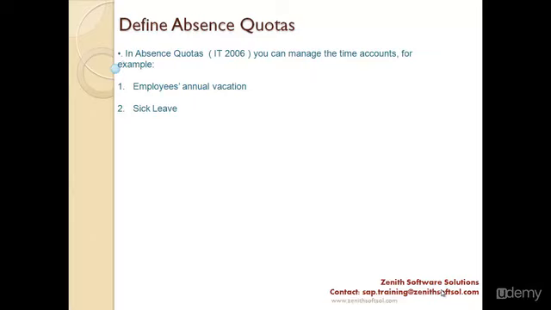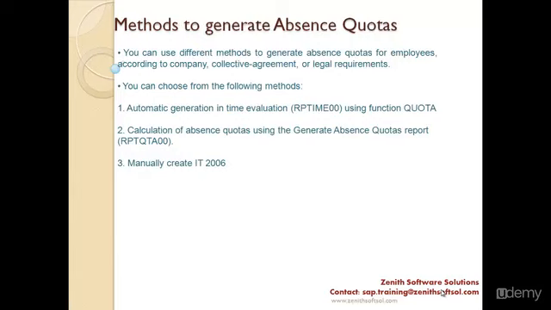In absence quotas, which is infotype 2006, you can manage time accounts, for example, employees' annual vacation or sick leave. If you are an employee of a company, you will be entitled to a vacation for 1 year, like 20 days or 80 hours. That is nothing but your quota. When you apply for vacation for 1 hour or 1 day, that quota will be deducted, and you will be able to see how much is the remaining balance before you apply again for the vacation.